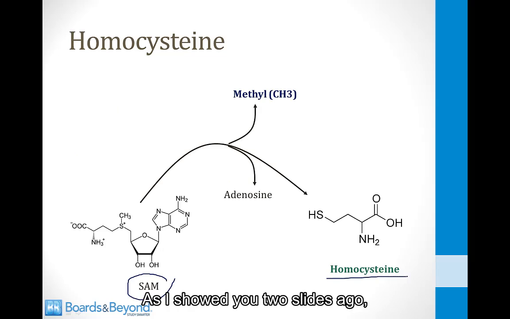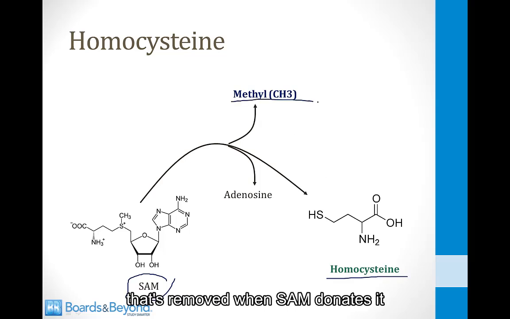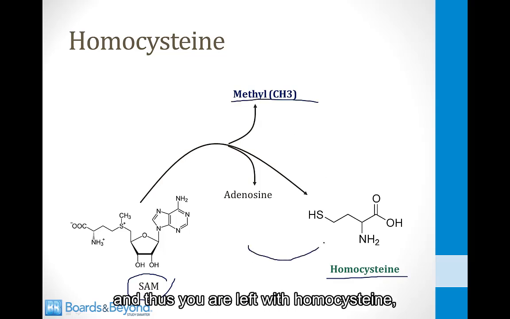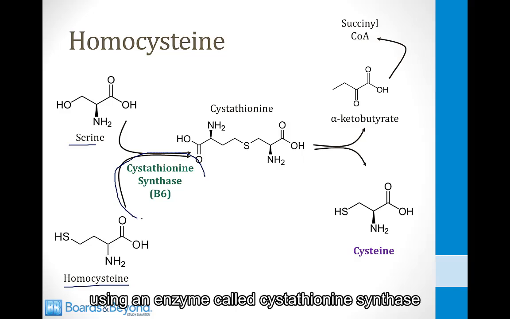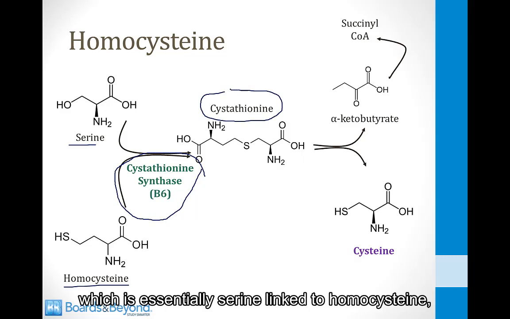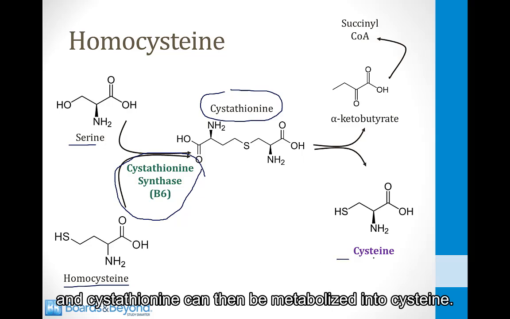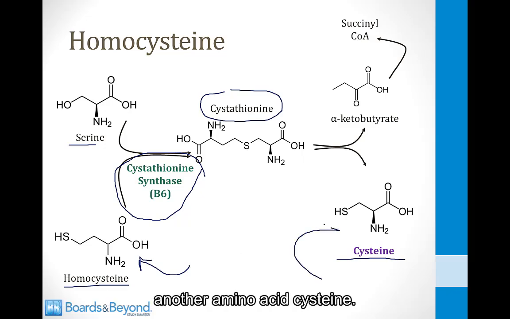As I showed you 2 slides ago, the only difference between methionine and homocysteine is removal of 1 methyl group. That's removed when SAM donates it, and thus you are left with homocysteine, and that means you have synthesized a new amino acid, homocysteine, from another amino acid, methionine. Homocysteine can then be combined with the amino acid serine using an enzyme called cystathionine synthase that depends on vitamin B6. This will make a molecule of cystathionine, which is essentially serine linked to homocysteine, and cystathionine can then be metabolized into cysteine. Thus, you have synthesized from the amino acid homocysteine another amino acid, cysteine.